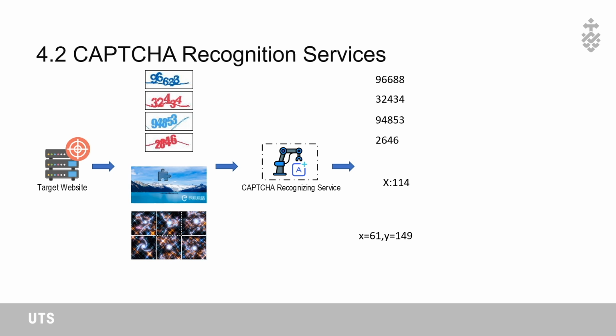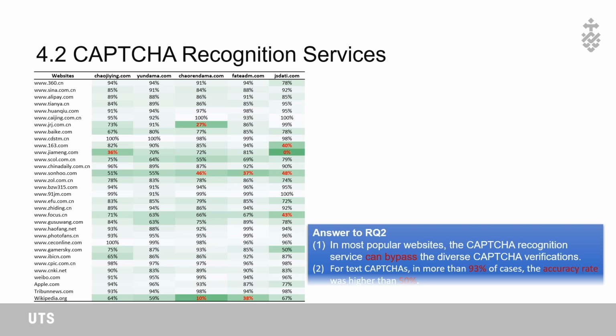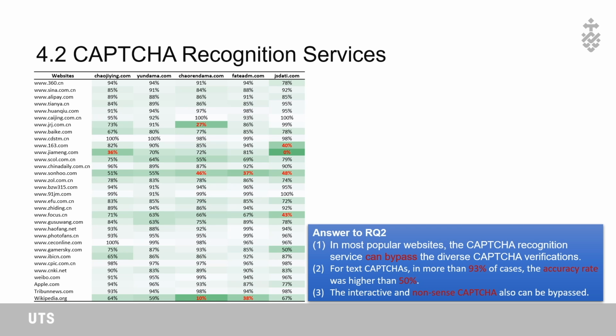For the captcha recognition services, we collect captcha images from different websites and use the captcha recognition services to solve them. Then we manually check the results. In addition, for the interactive captchas, we first mark the results on the pictures and then check them. For the Google reCAPTCHA, we analyze the website's response data to check the results. With such a method, we test 32 websites and try to answer the second question.